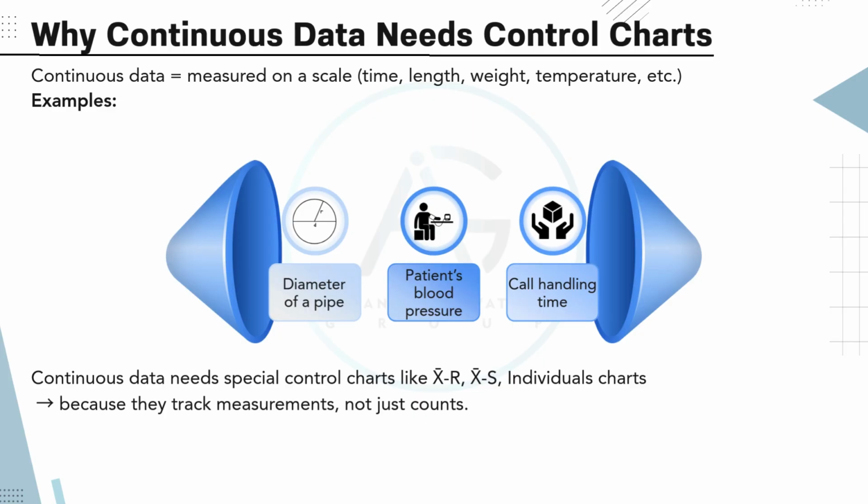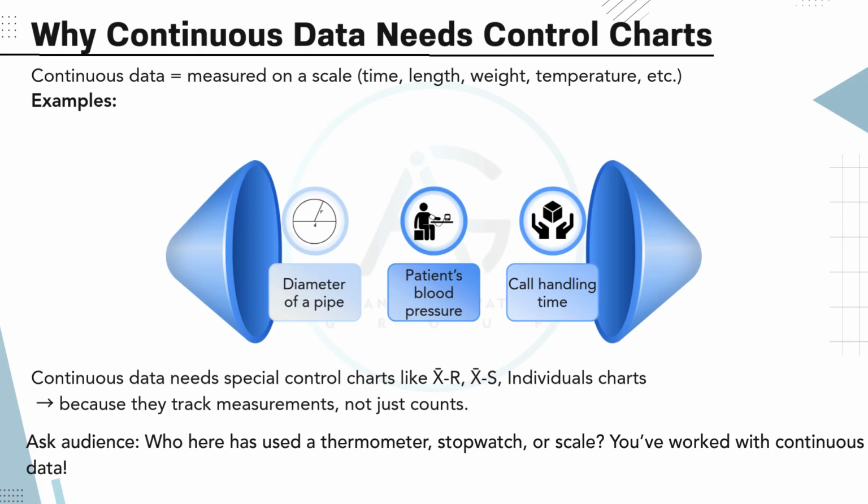Continuous data needs special control charts like X bar R, X bar S, and individuals charts, because they track measurements, not just counts. Facilitator tip: ask the audience, who here has used a thermometer, stopwatch, or scale? You've worked with continuous data.